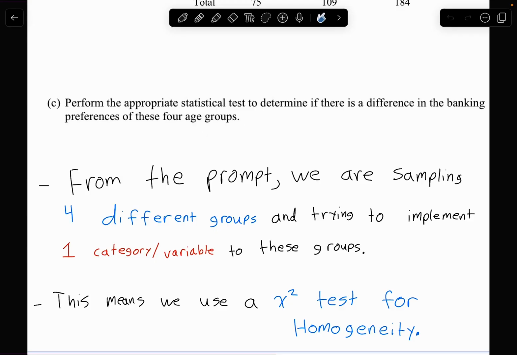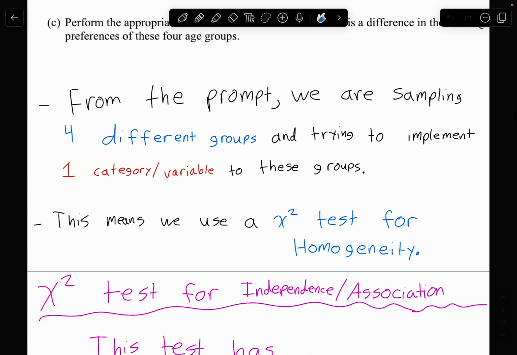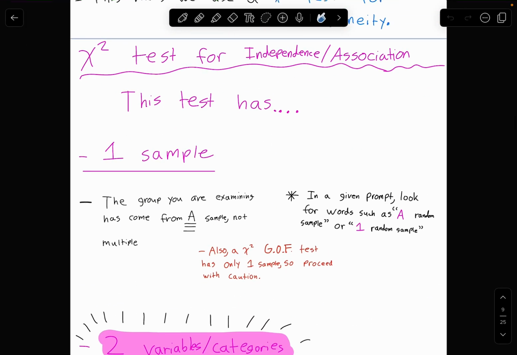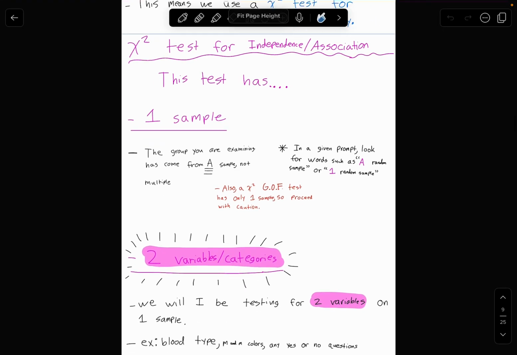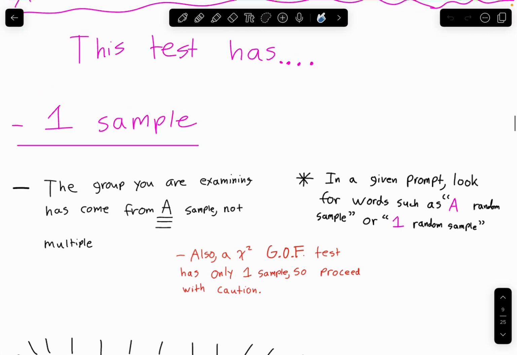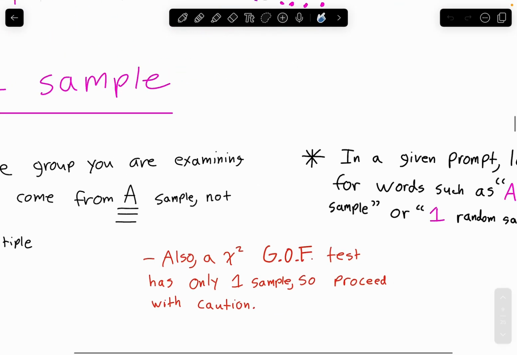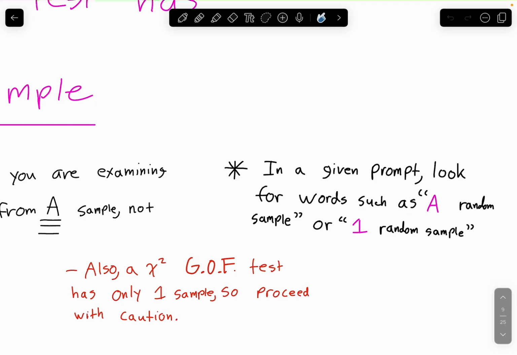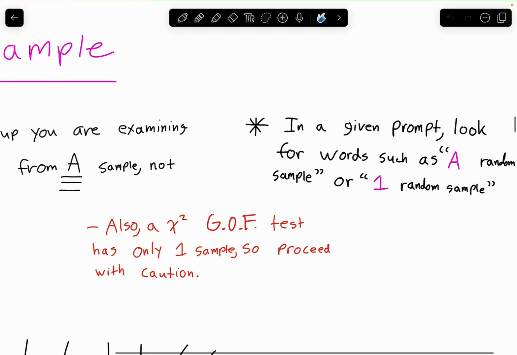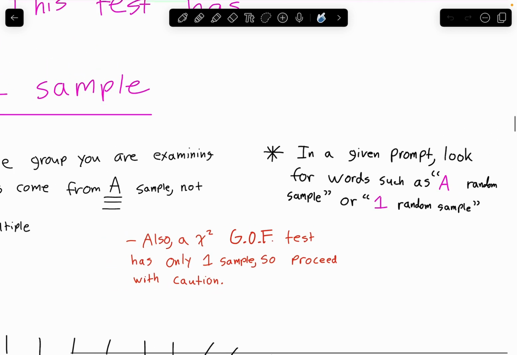And the last chi-square test we will be looking at is a chi-square test for independence/association. This test has one sample, which is the same amount as a goodness of fit test. And as I said before, it comes from a sample, not multiple. And in a given problem, look at a random sample or one random sample. And also a chi-square goodness of fit test has one sample, as I said before.